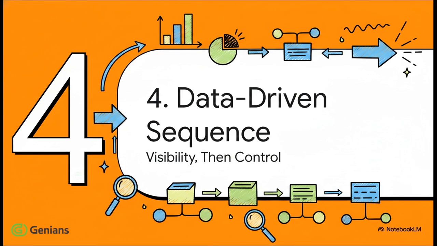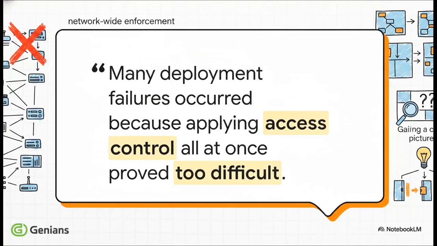This next section lays out a sequence that actually leads to success, and it's based on real-world deployment data, not just theory. Well, the data shows a really clear failure pattern: trying to do everything all at once. Projects that attempt to lock down the entire network from day one before they even have a complete inventory of what's on it, those are the ones that are destined to fail.